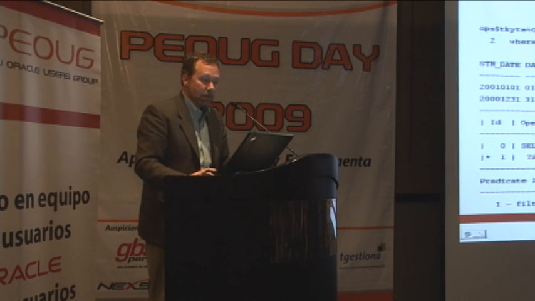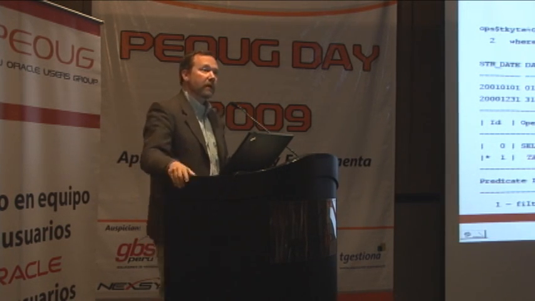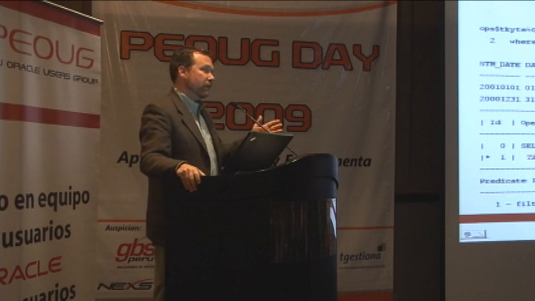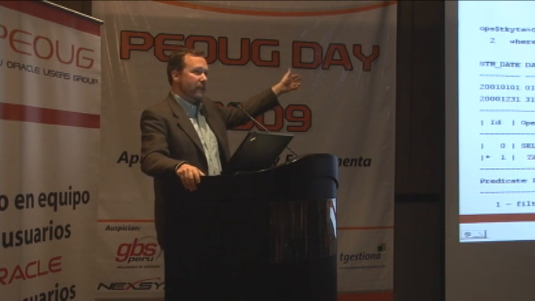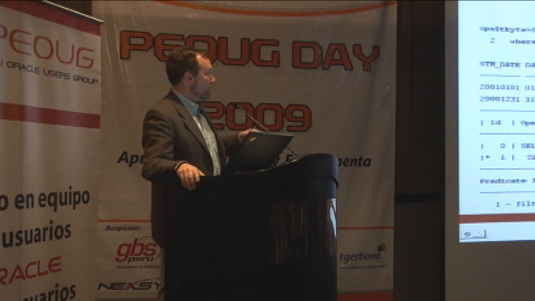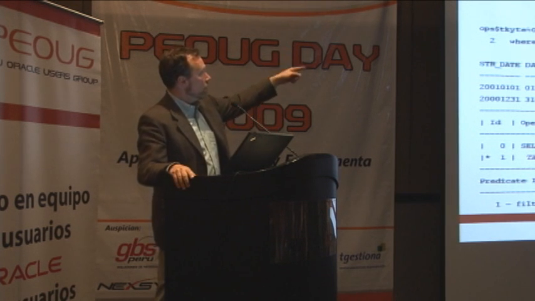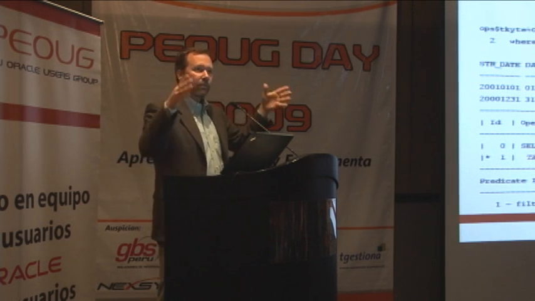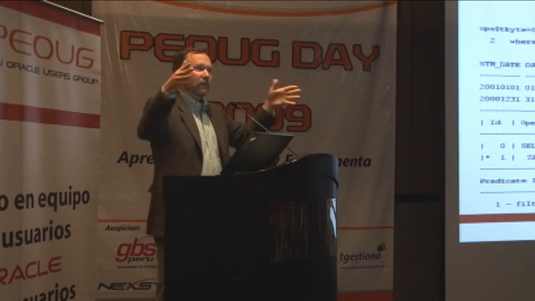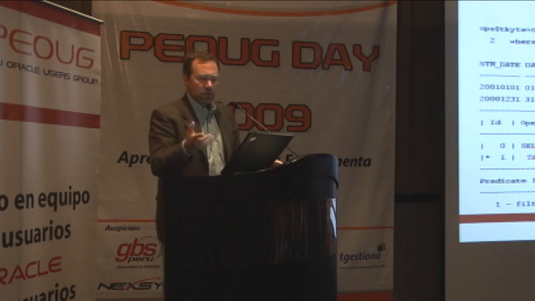Down here, the optimizer guessed 254 records. Why does it guess 254? Because we know there's just 1 day between those 2. It guessed 254 because between those 2 strings, there's a lot of possible strings. Strings are not dates. So let's use the number.